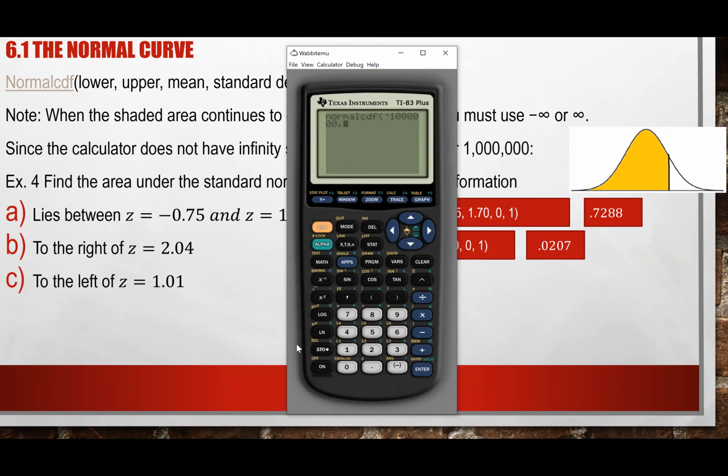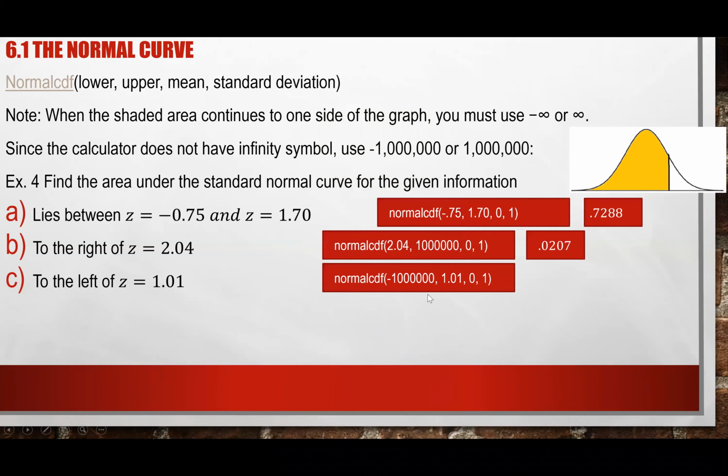My upper limit will be 1.01. My mu will be 0, and my standard deviation will be 1 because I'm dealing with a standard normal, which is, once you have that, you just press enter. And again, this will be your answer, which is 0.8438. Okay, we round it to 0.8438, which is, again, what you type in, and that is what you should have.